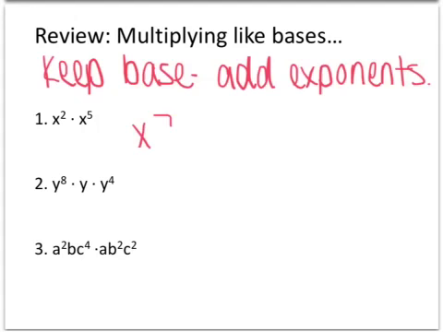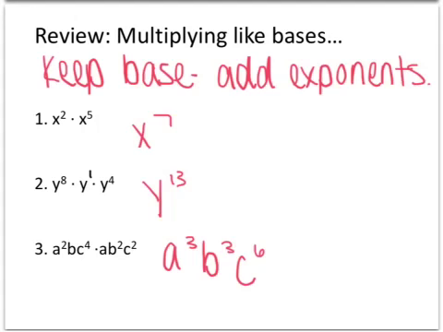Y to the 13th, right, because we have to make sure we account for this exponent of 1. Even though it is just y, that is really y to the first power. And how about 3? Bryce? A to the 3rd, B to the 3rd, C to the 6th. Good job. So that is when we are multiplying the same bases.